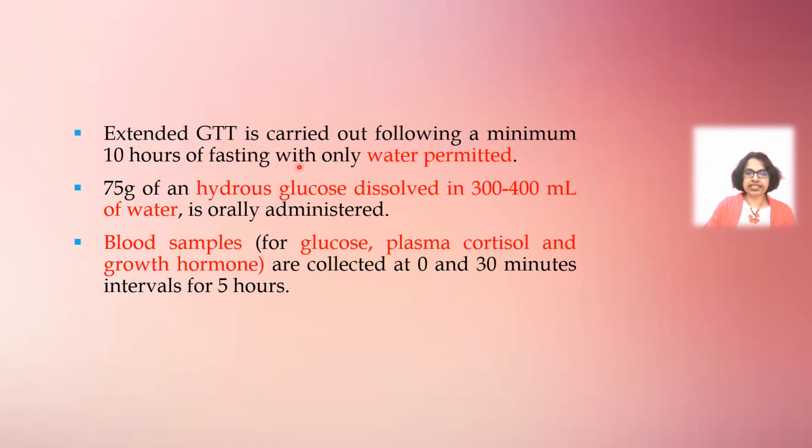Extended GTT is carried out following a minimum of 10 hours of fasting with only water permitted. 75 grams of anhydrous glucose dissolved in 300 to 400 ml of water is orally administered. Blood samples for glucose, plasma cortisol and growth hormone are collected at 0 and at 30 minute intervals for 5 hours.